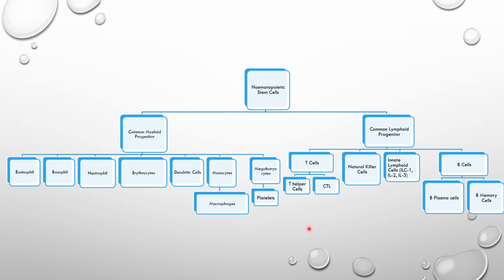And the other thing I wanted to talk about are these other cells on the common lymphoid progenitor route. So we have our T cells, and we have the T helper cells and the cytotoxic T lymphocytes. There are two different types of T cells that are identified by their T cell receptors.